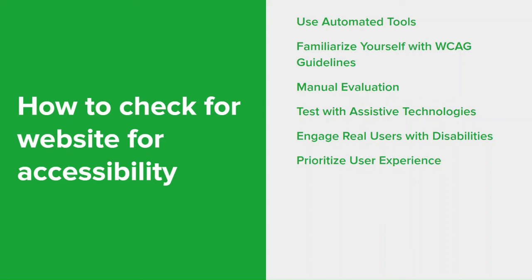You also want to prioritize user experience. So accessibility is about creating an inclusive user experience. Ensure that your website is not just technically accessible, but also intuitive and user-friendly for all types of visitors. Accessibility is an ongoing commitment, so regularly test and update your website for new content and features to maintain its accessibility. Any issues that come up, you want to address them promptly and keep improving your site's accessibility over time.